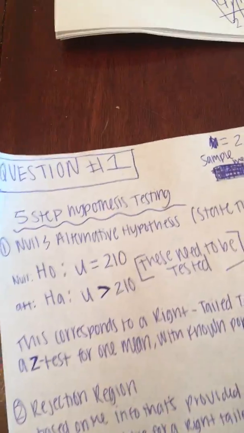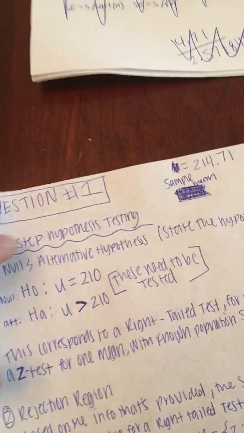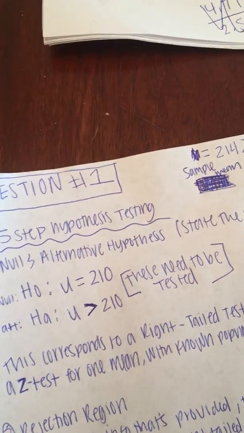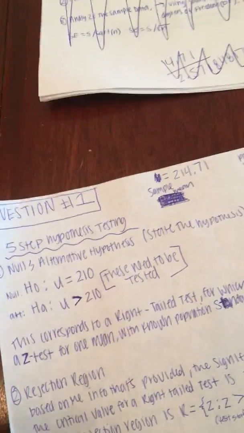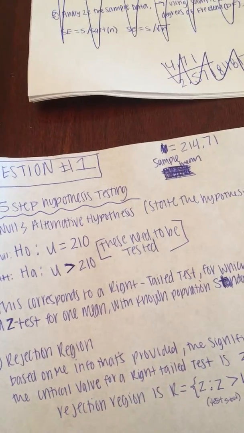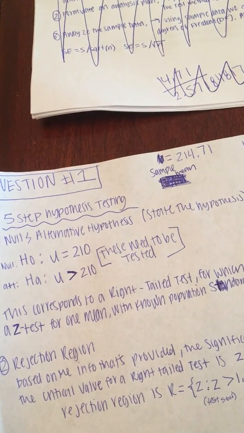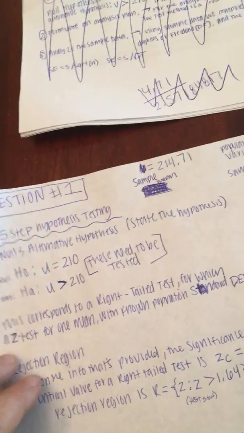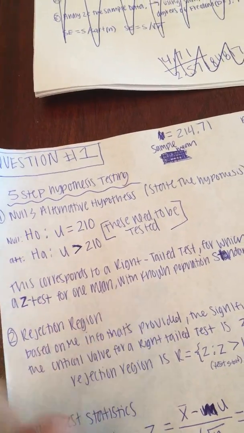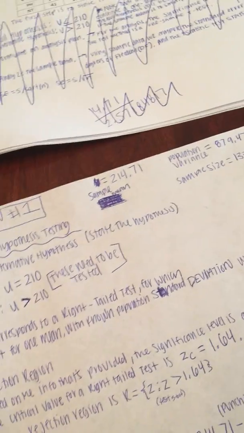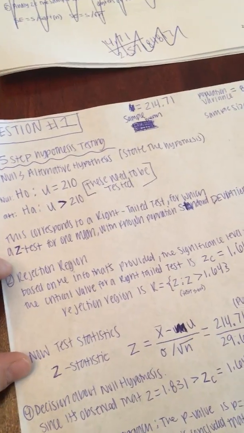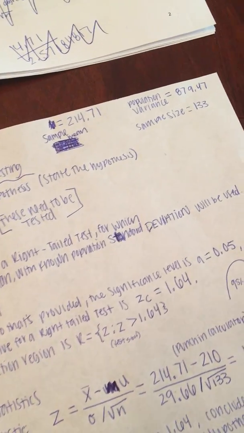So what we're going to do first is test the hypothesis. The null hypothesis is that the mean is equal to 210, and the alternative hypothesis is that it's greater than 210. So we need to test these. Basically, we are just checking to see if it's higher than 210, and based on step 1, we can determine that this is a right-tailed test. That'll be a 1 right-tailed test, and a z-test for 1 mean with known population standard deviation will be used.